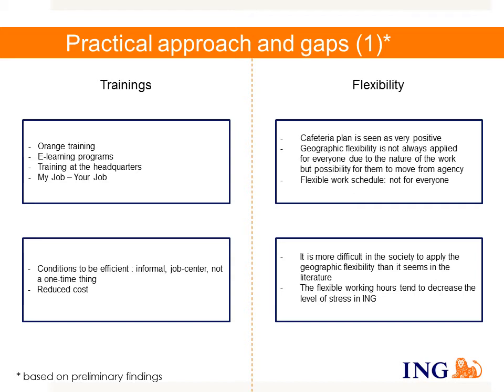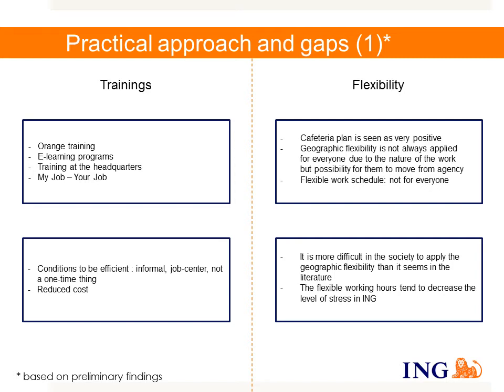ING fulfills all the conditions to have efficient trainings that we saw in the literature review. Some trainings are informal, like My Job Your Job training, job center, like e-learning programs for example, and these trainings are continued and encouraged with the catalog. To avoid the problem of cost, ING encourages e-learning programs and tries to diminish the number of training at the headquarters because those are very expensive.